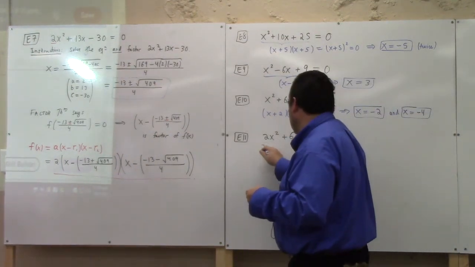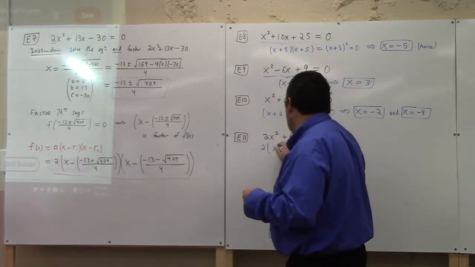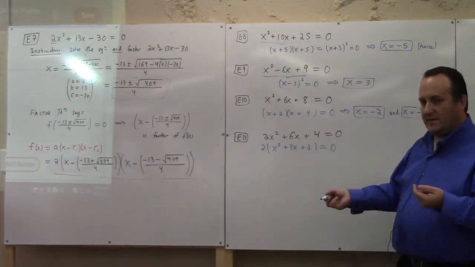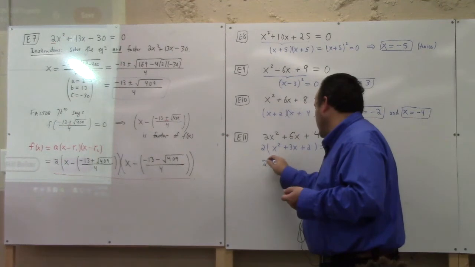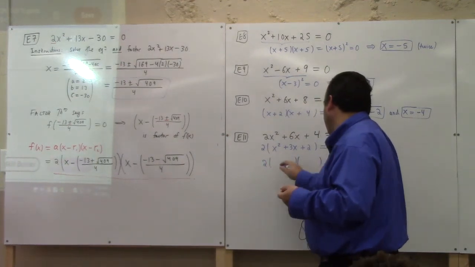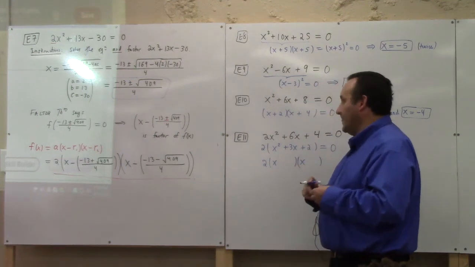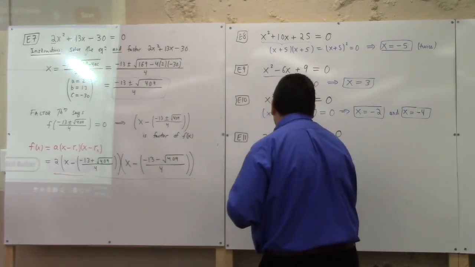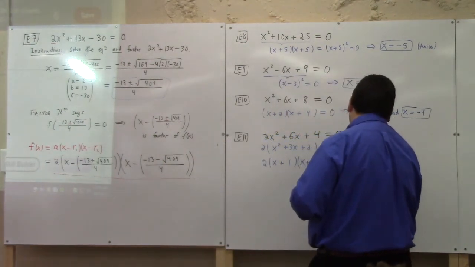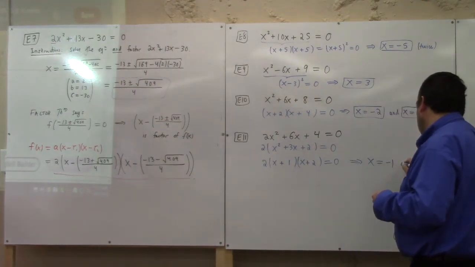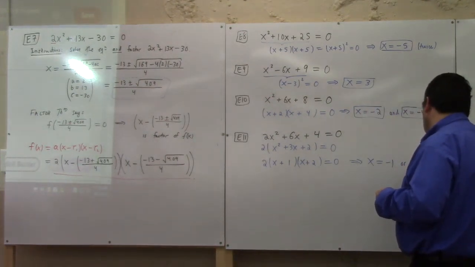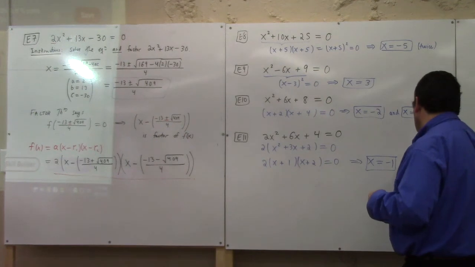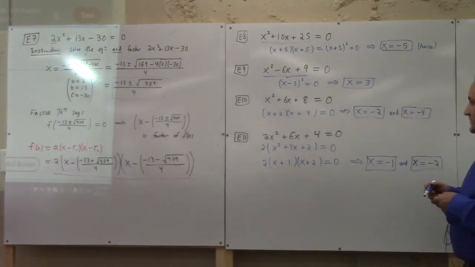All right, so 2 times what? Let me say this is 2 times (x squared plus 3x plus 2). That's the first thing you should do here: factor that pesky 2 out and trade this for a much simpler problem. 2 times, how does this factor? (x + 1)(x + 2), right. And so that equals 0 tells me what the solutions are. x equals either minus 1 or x equals minus 2, right? So minus 1 and minus 2 are my solutions.